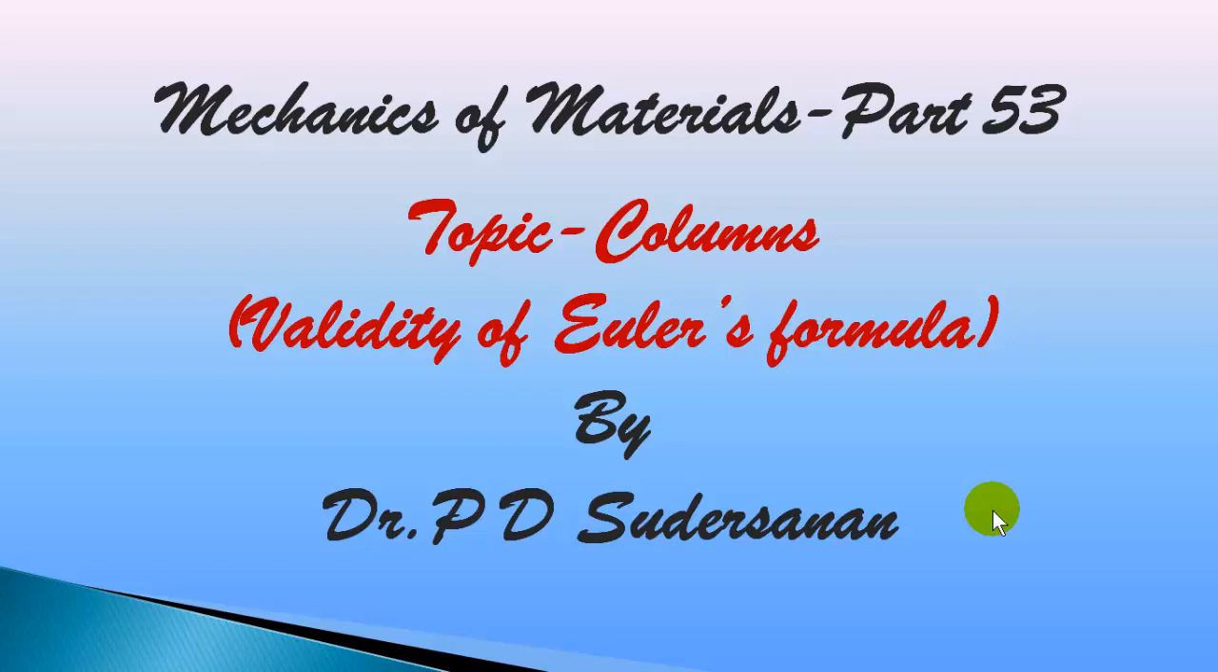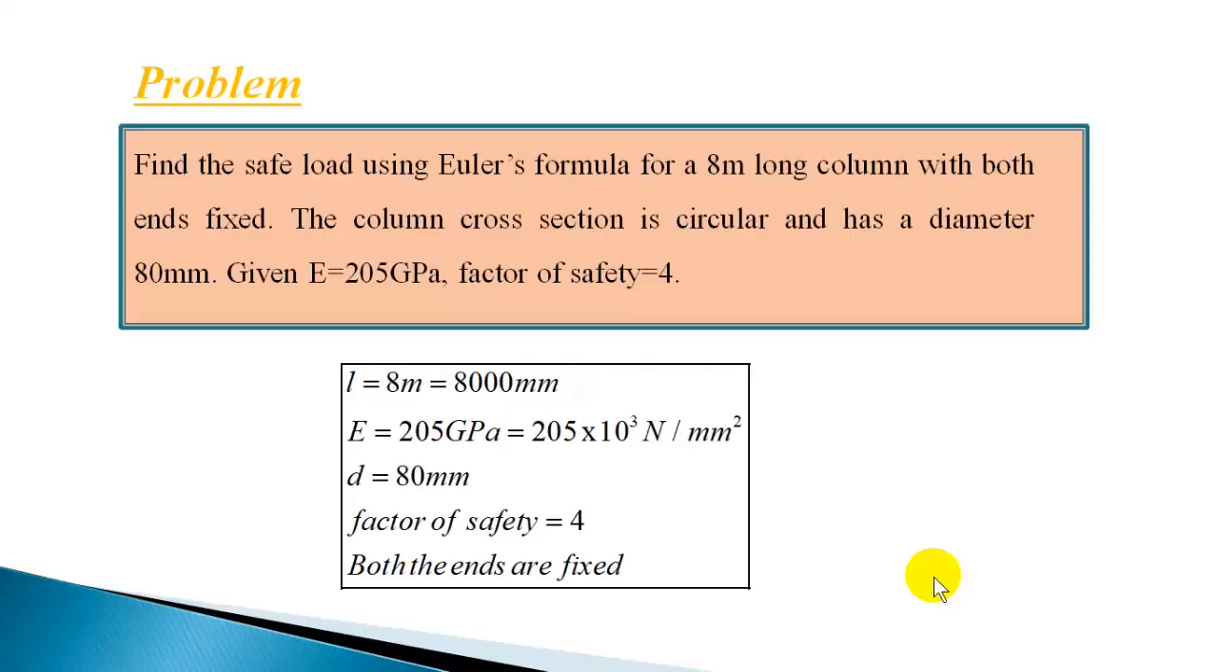In today's class, I'll work out two numerical examples and later I'll explain how to check the validity of Euler's formula for a given column. Now let us work out a numerical example.